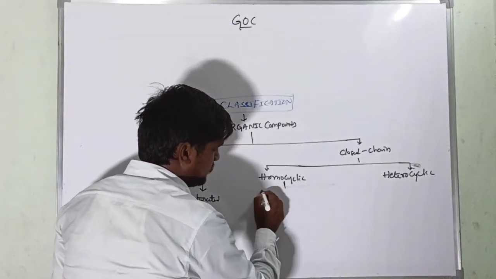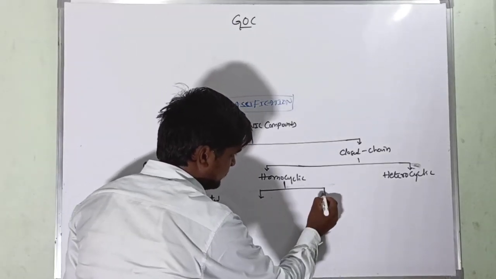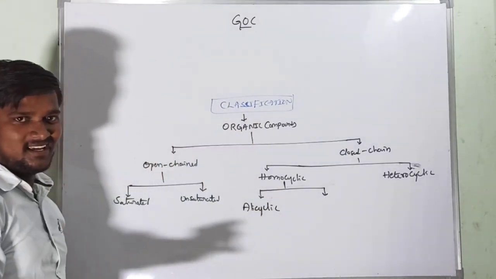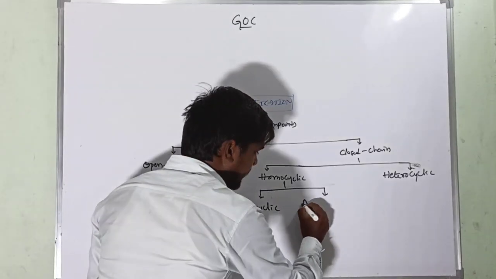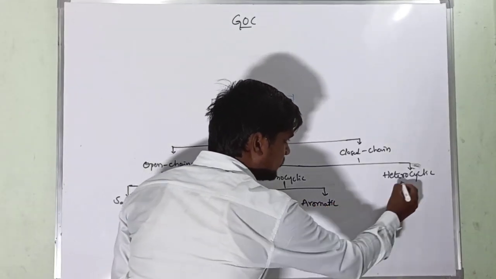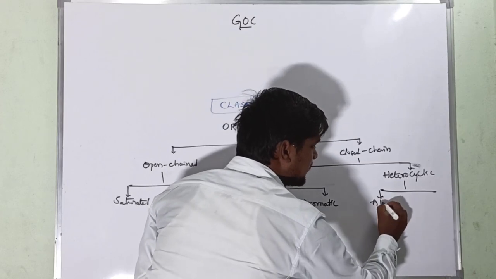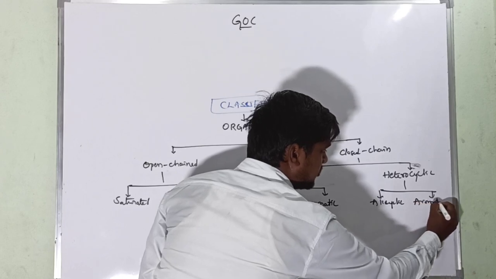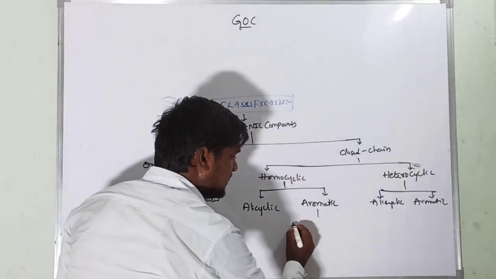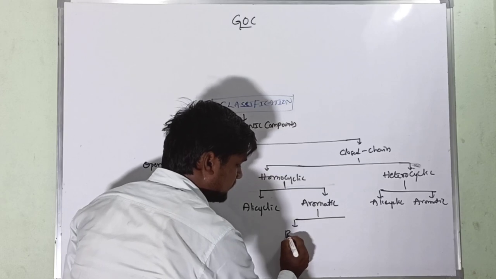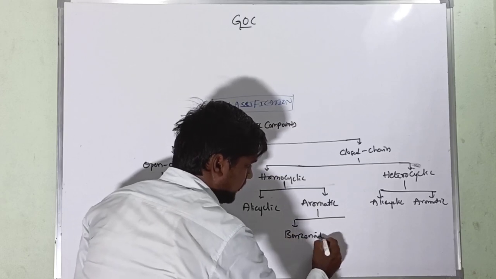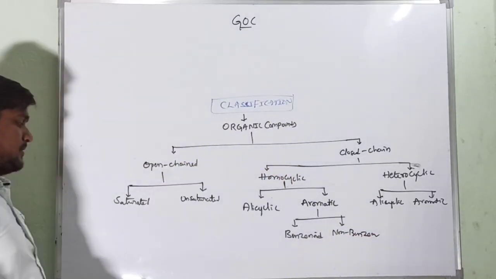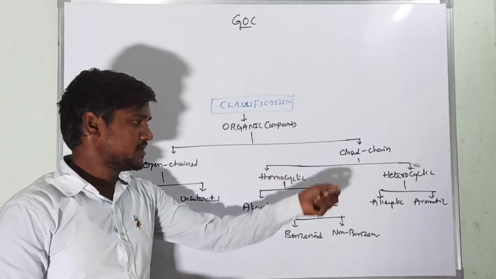So mainly the homocyclic compounds are classified as alicyclic compounds, not aliphatic. It is a cyclic compound: alicyclic compounds and aromatic compounds. So here also, in heterocyclic, alicyclic compounds are available. Again, aromatic compounds are also available. Again, the aromatic compounds are further classified into two types, that is benzenoid compounds and non-benzenoid compounds.